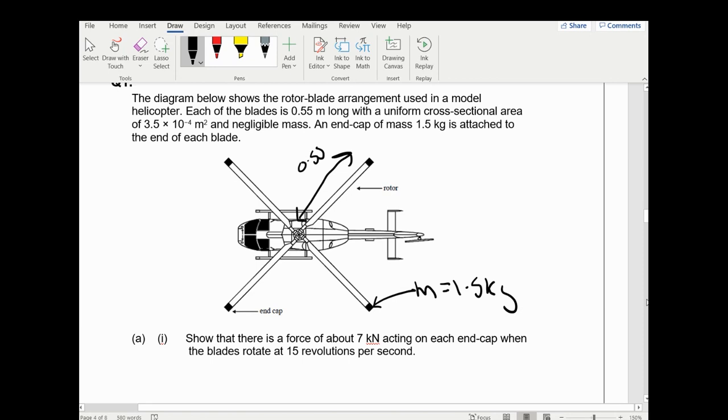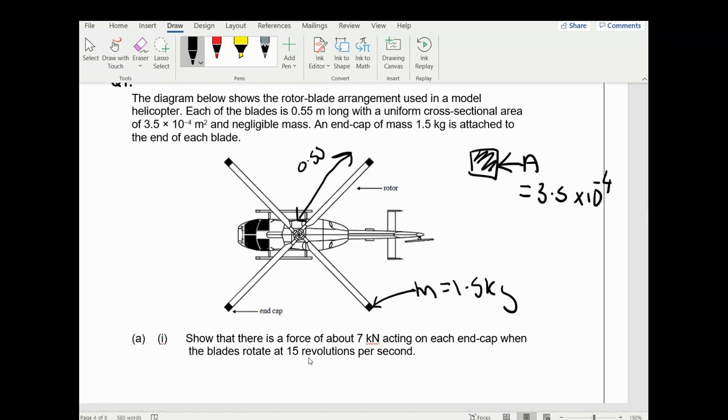Each of the blades is 0.55 meters and has a cross-sectional area of 3.5 times 10 to the minus 4. So the actual blade itself, if I looked at the blade here, the area is 3.5 times 10 to the minus 4. That's what it's asking. And you can draw little sketches, it's absolutely fine.